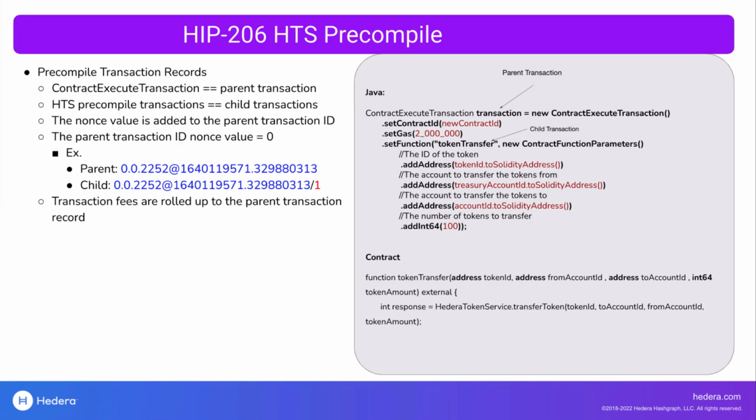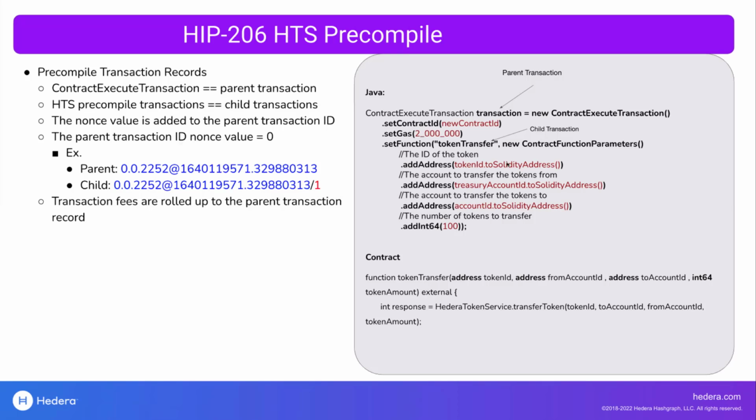You can see that above, I have this example in Java where you're submitting a Hedera transaction as a contract execute transaction. And down below, I have the example function that's being called in this contract execute transaction from the contract. So you can see where I have set function, I have token transfer as the name of the function. And you can see down below in the contract, it's calling this token transfer function here.